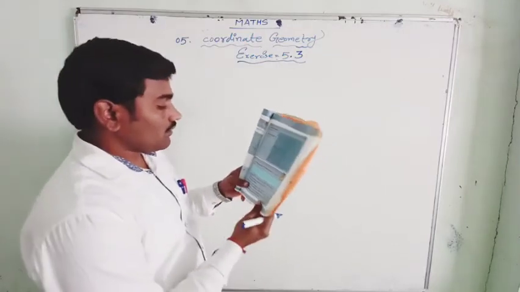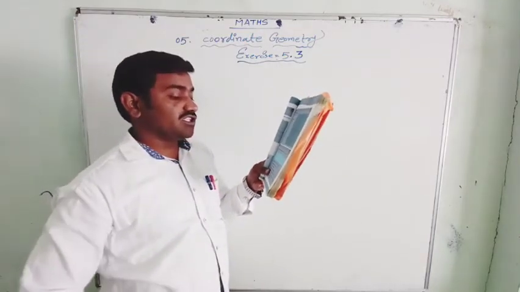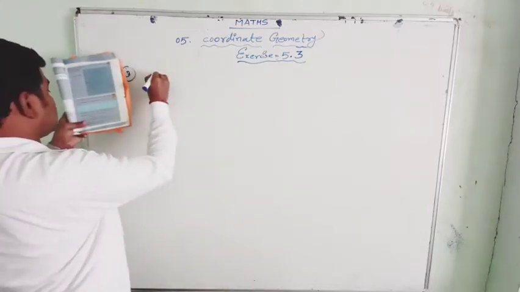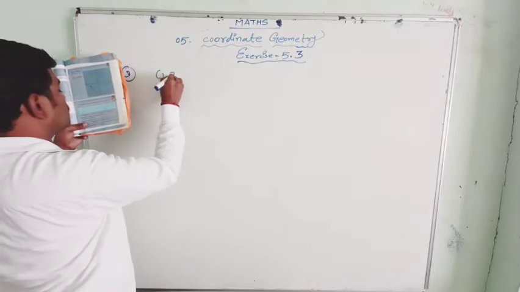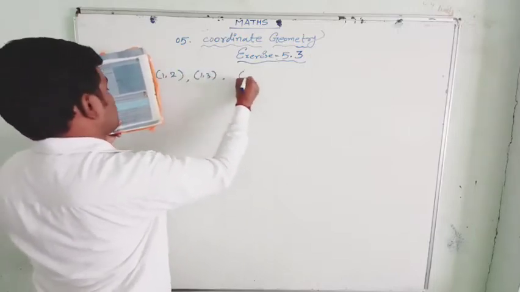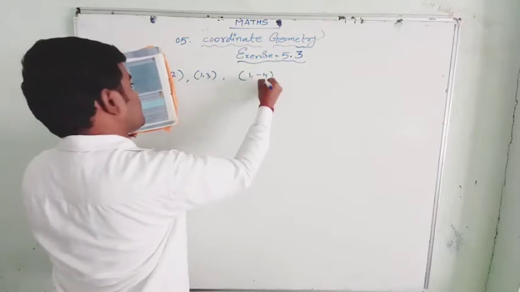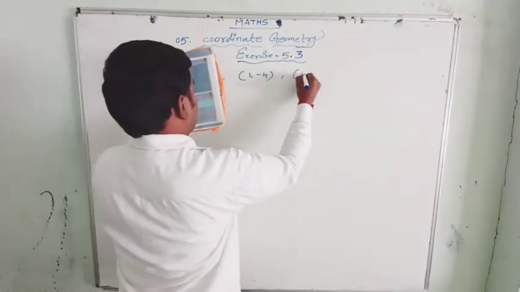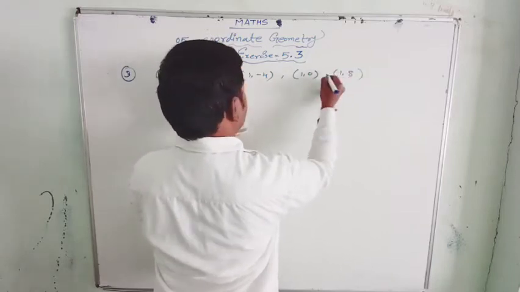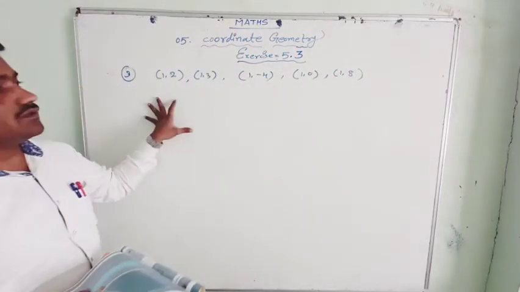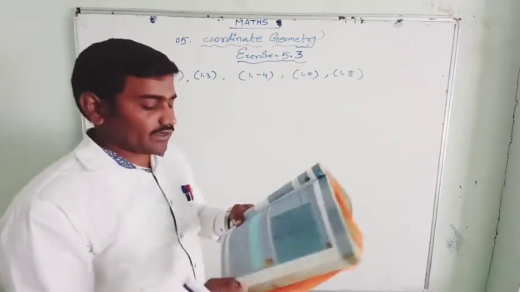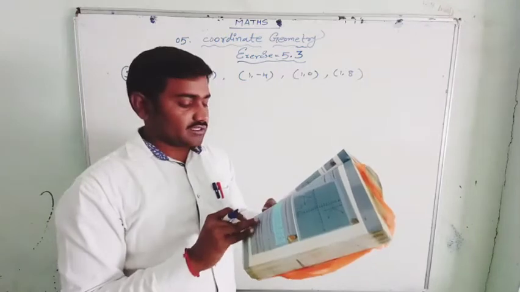Okay. What can you say about the positions of points? Here they have given the third question. What can you say about the position of these points? 1 comma 2, 1 comma 3, 1 comma minus 4, 1 comma 0 and 1 comma 8. These 5 points are given. What can you say about the position of the points?